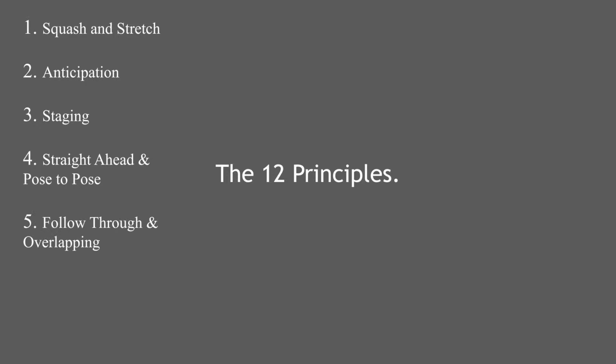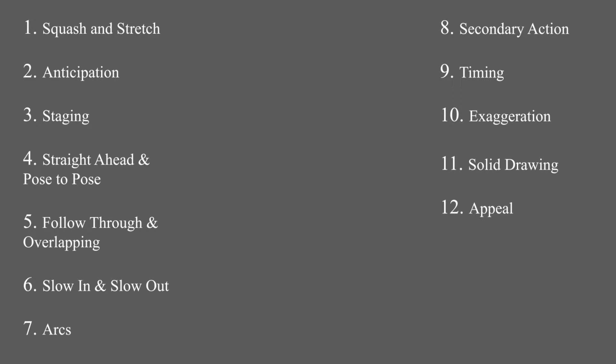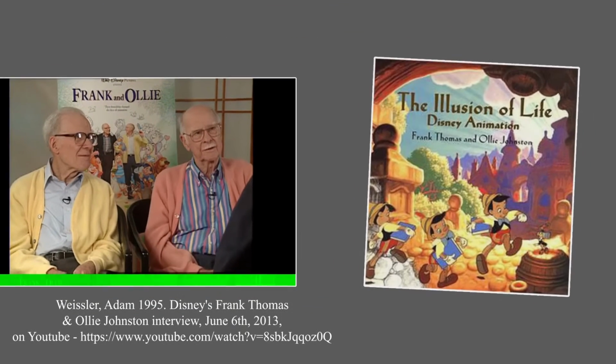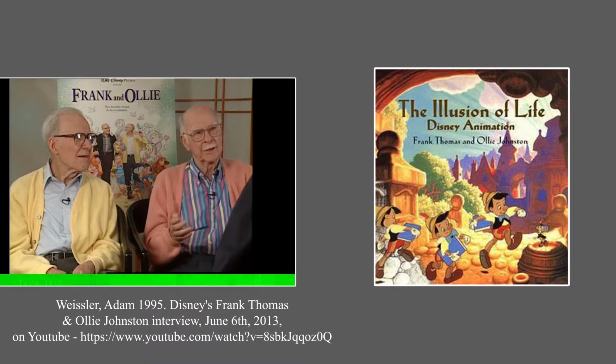The 12 Principles of Animation form the basis of all animated works. Developed by Frank Thomas and Ollie Johnston and outlined in their book The Illusion of Life, the principles work to bring characters to life through establishing personalities.